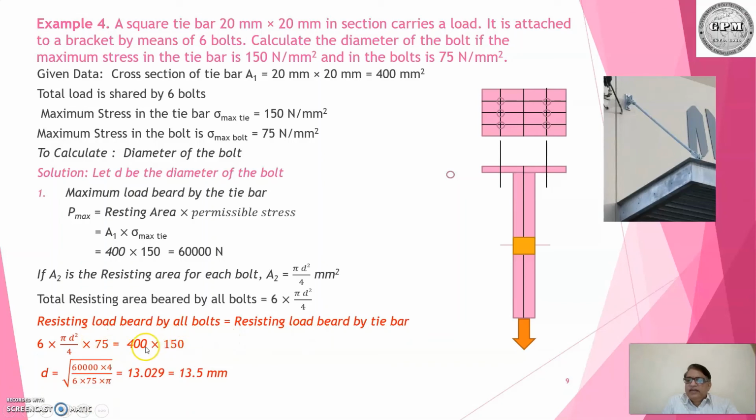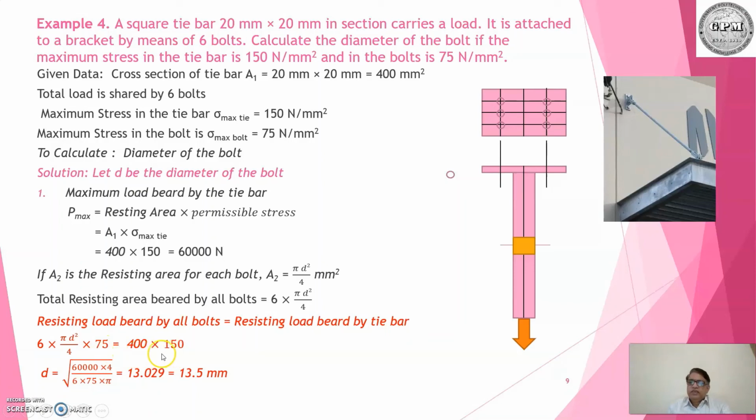Equating that, 6 into pi d square by 4 into 75 Newton per mm square, that is the stress in the bolt. It is the resisting load borne by the number of bolts. 6 bolts are there, each with resisting area pi d square by 4. Multiplied by the stress 75, you get the resisting load, and that must be equal to the applied load.